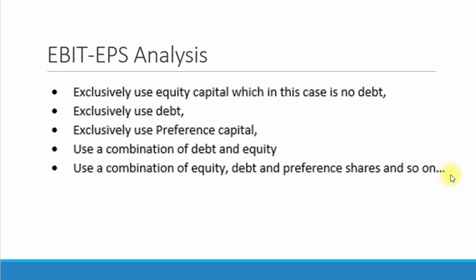So whatever combination it uses for a given level of EBIT or earnings, the right combination should be the one which would maximize the EPS, or earnings per share. We will illustrate this by taking an example.